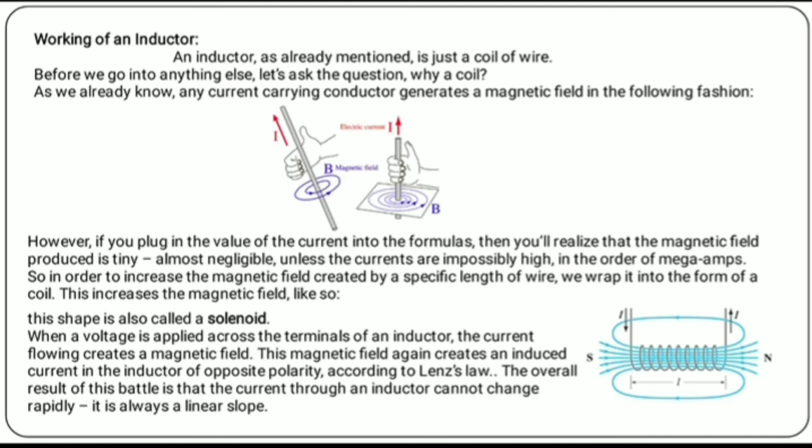When a voltage is applied across the terminals of an inductor, the current flowing creates a magnetic field. The magnetic field again creates an induced current in the inductor of opposite polarity, according to Lenz's law. You all know about Lenz's law. Here it was used. The overall result of this battle is that the current through the inductor cannot change rapidly. It is always in a linear slope. From this, we can understand that the current through the inductor always flows in a linear shape. And this is the working of an inductor.